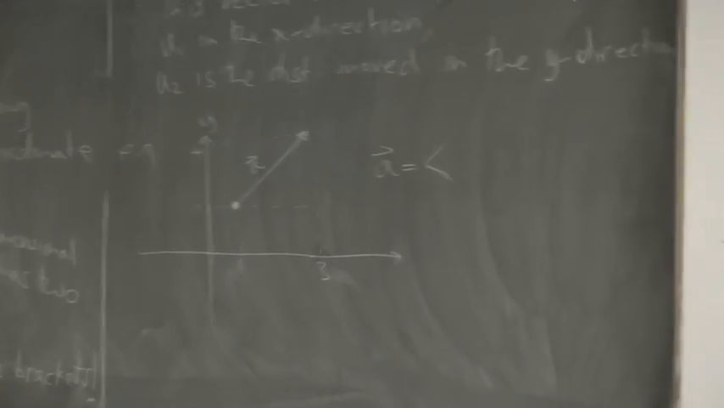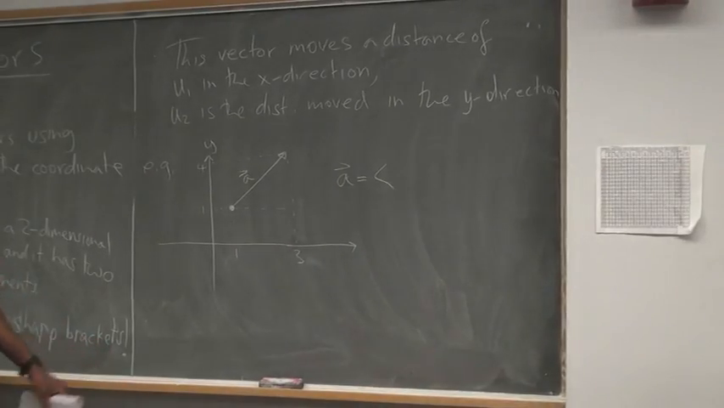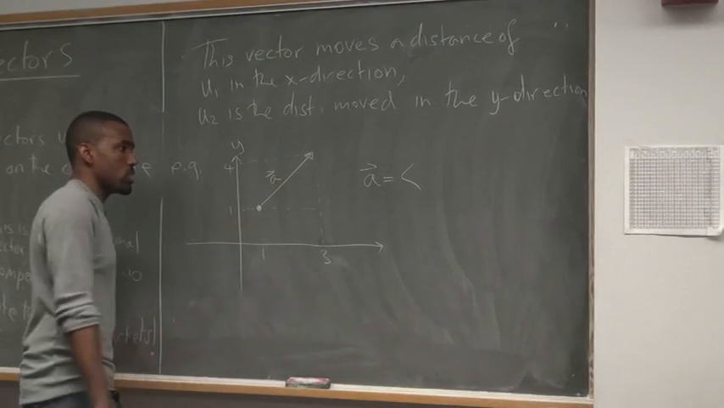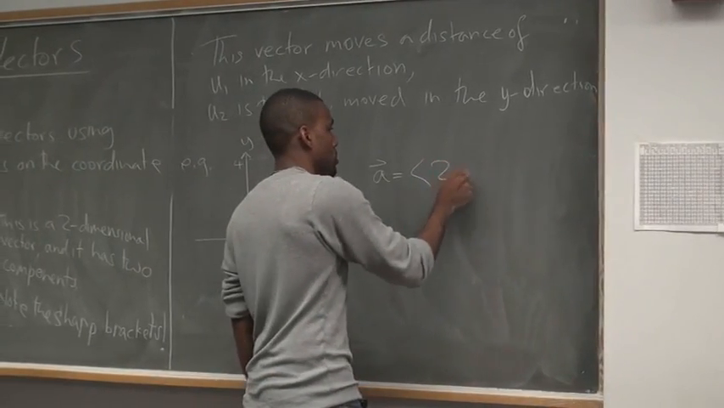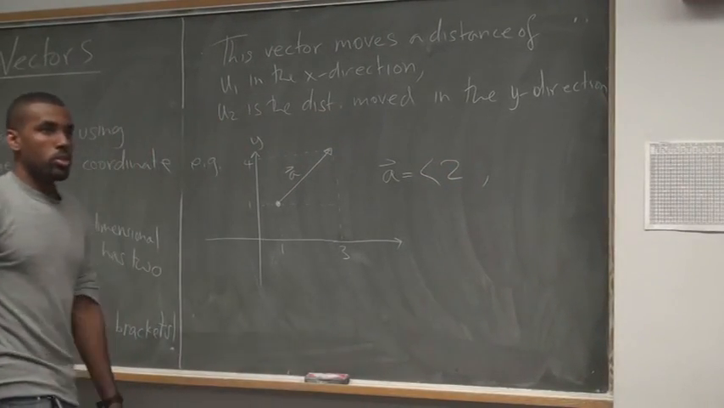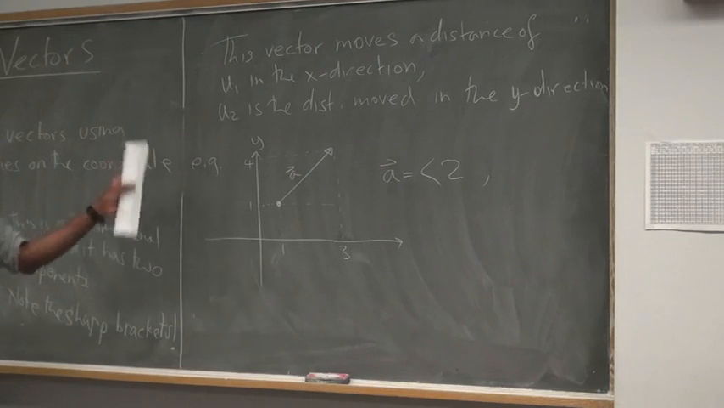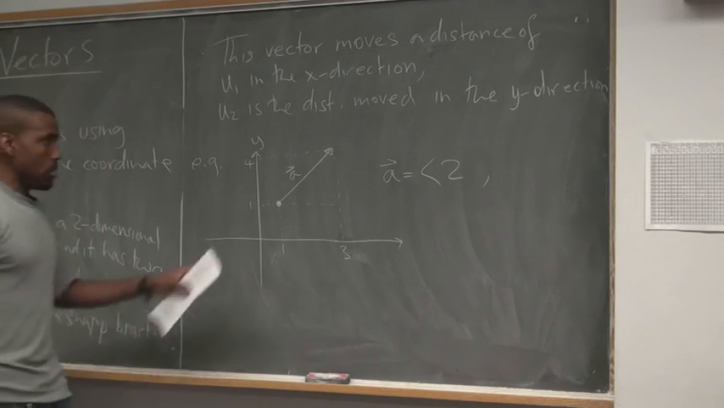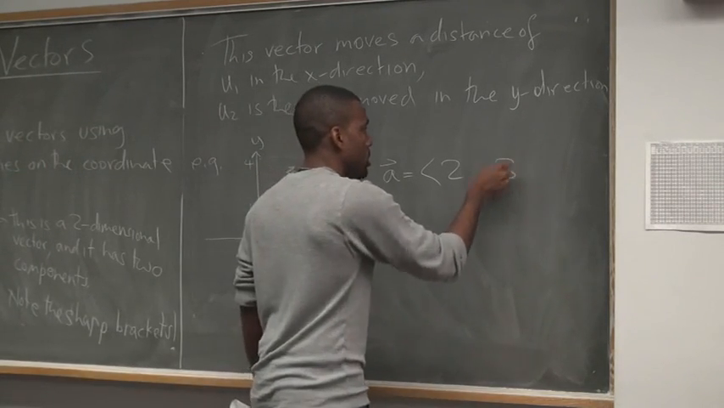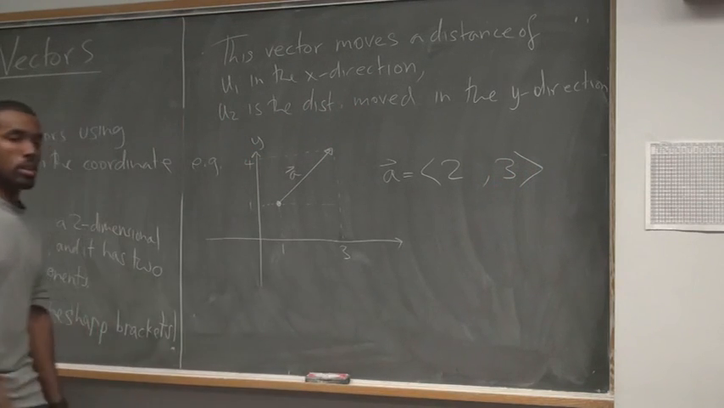And how do I do that? Well, figure out how many units I move in the x direction. I move 2 units to the right. So I put a 2 here. How many units do I move up? 3. I move 3 units up, so I can put a 3 here.